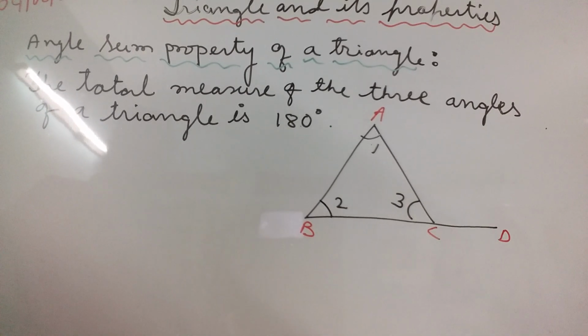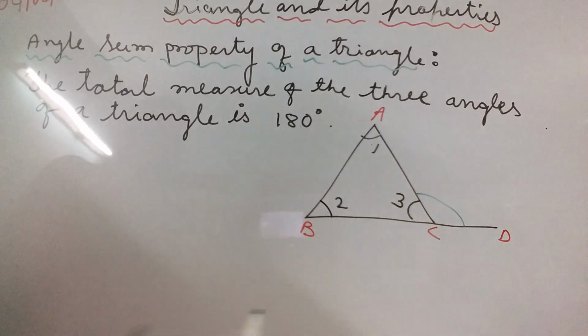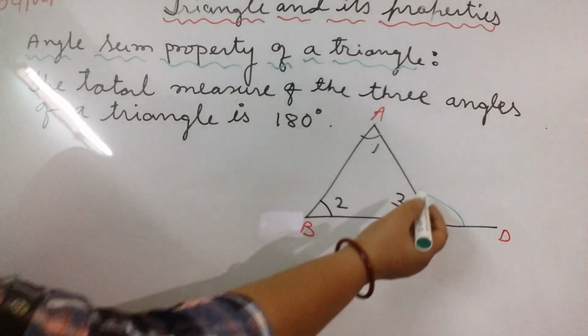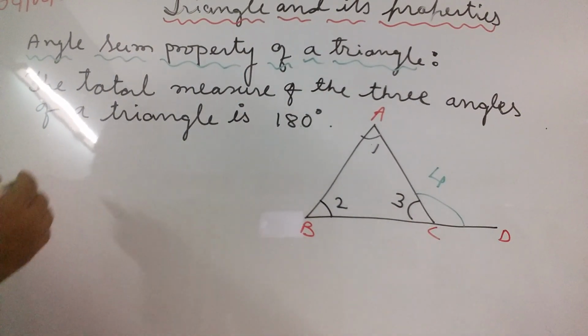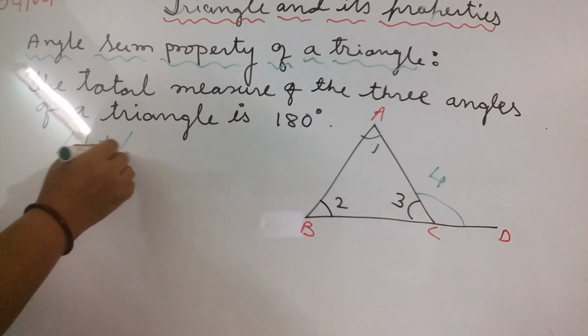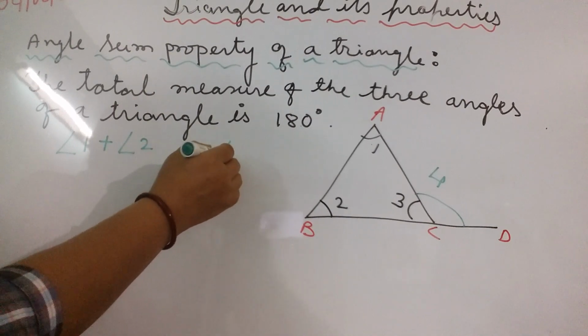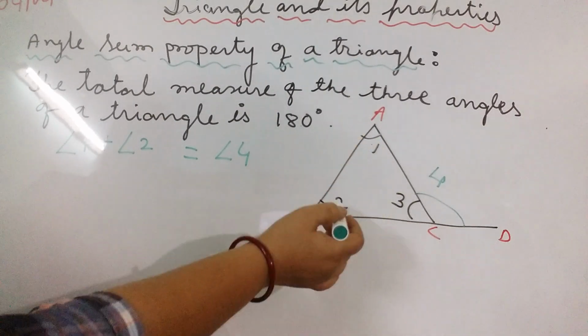We will use the angle sum property of an exterior angle. This angle ACD is an exterior angle. Let's say it is angle 4. So what we have studied in exterior angle property, that is angle 1 plus angle 2 equals angle 4, because angle 4 is an exterior angle and these two are opposite interior angles.